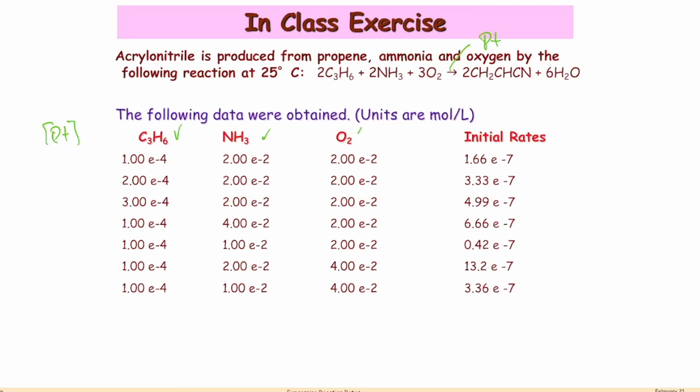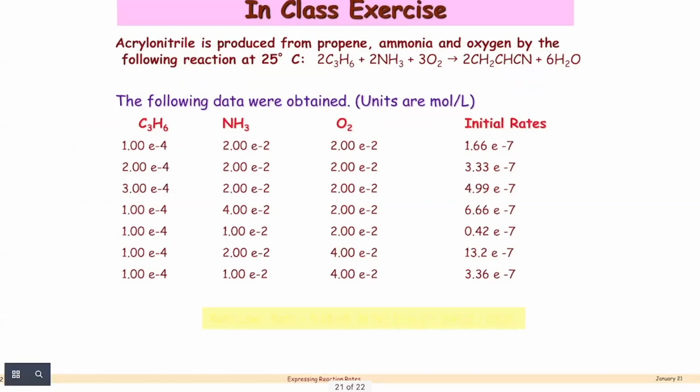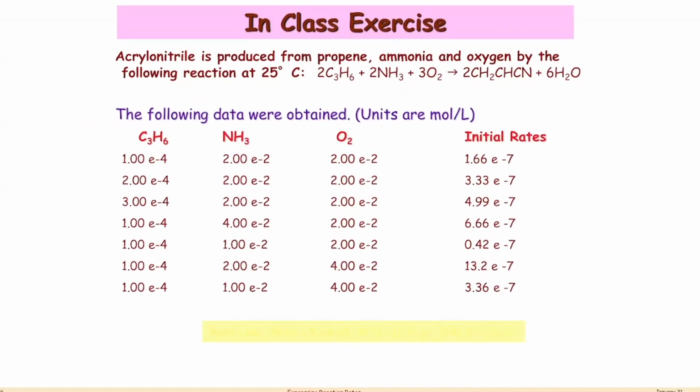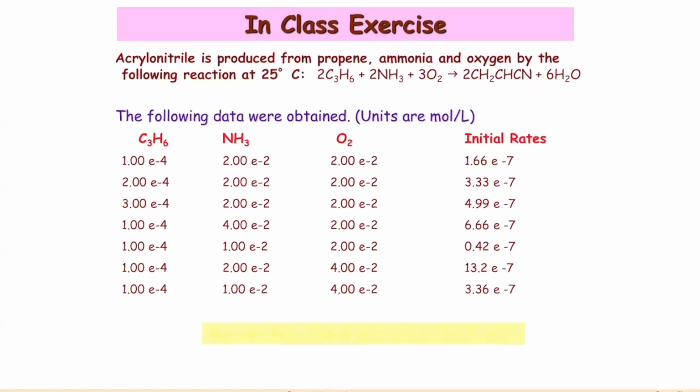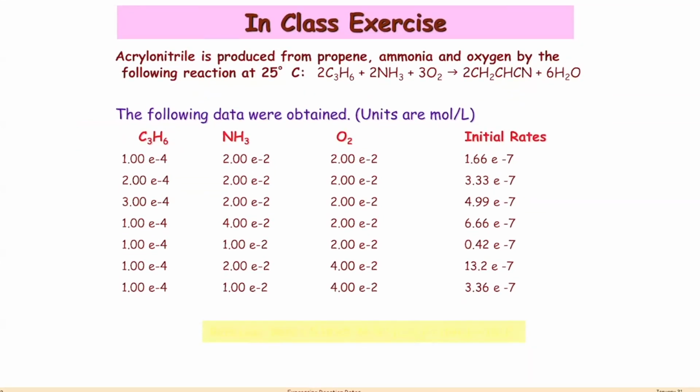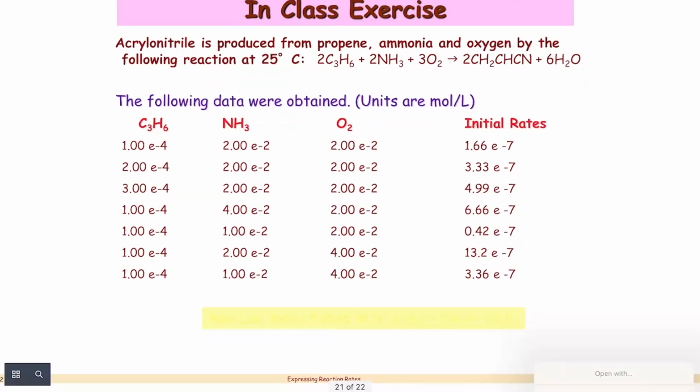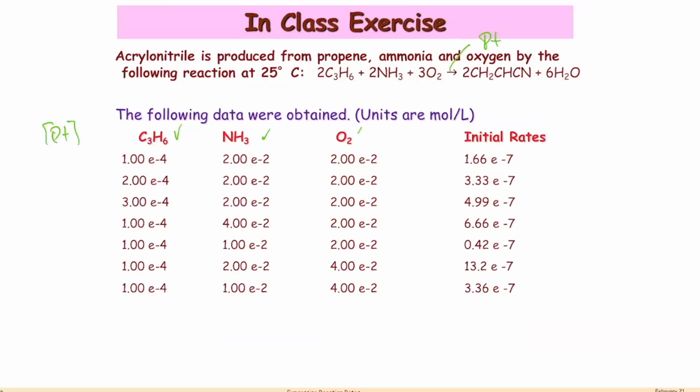So what I'm going to do is number these real quick. 1, 2, 3, 4, 5, 6, 7. I'm just numbering the experiments, okay? And what I'm going to do is say this is X, this is Y, and this is Z. Those are the exponents for this particular problem.